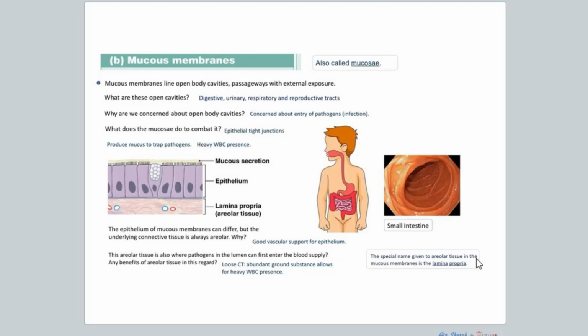What's another thing? Well, this is a wet membrane. This is a mucous membrane. We're going to produce mucus. And here you can see a goblet cell, and it's producing this layer of mucus that lines the membrane. And what's that important for? Well, it's going to trap pathogens. And then the third thing going on here, specifically in the underlying connective tissue, is that we're going to have a heavy white blood cell presence.